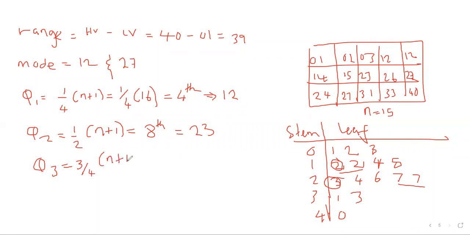Then we go to the third quartile, which is 3 quarters of n plus 1. So our n is 15. 3 quarters of 16 is 12. The twelfth number, 1, 2, 3, 4, 5, 6, 7, 8, 9, 10, 11, 12. We can't fix this because they're not arranged. Go here. 1, 2, 3, 4, 5, 6, 7, 8, 9, 10, 11, 12. So 12, coincidentally, it's the same, but you use the most accurate, which is what? The stem and leaf diagram. So who remembers how to find the interquartile range?